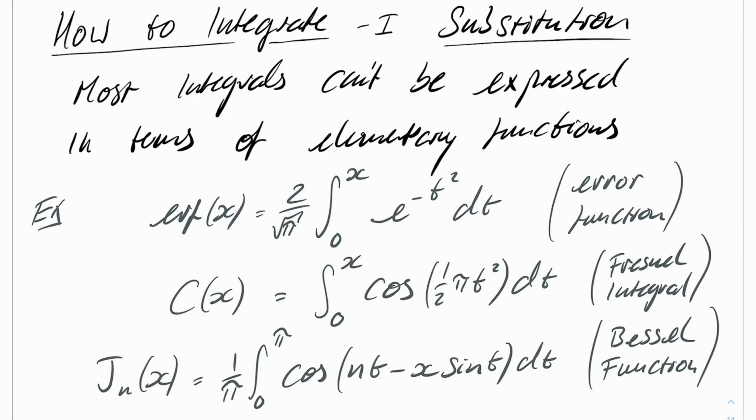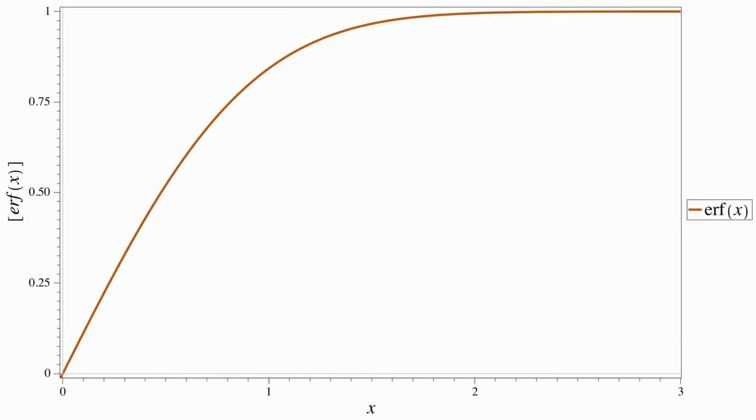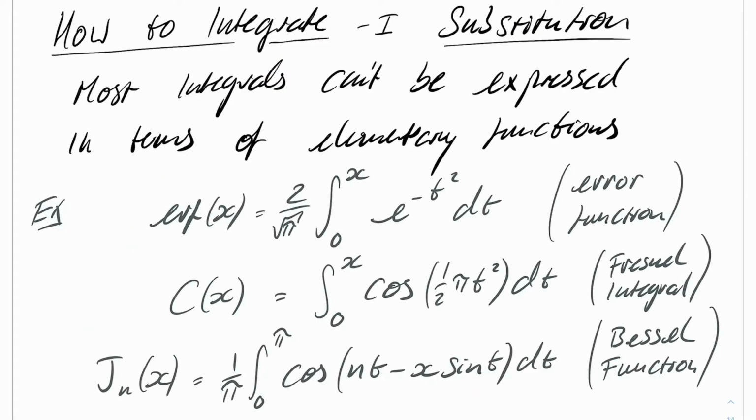And in fact, it may surprise you to know that most functions that you write down can't be integrated. By contrast with differentiation, for differentiation, you can always find a derivative. For integration, it may not be possible to write it in terms of elementary functions. Consider these examples. First is the error function, the integral of e to the minus t squared. That doesn't have an algebraic expression that you can write down in terms of elementary functions.